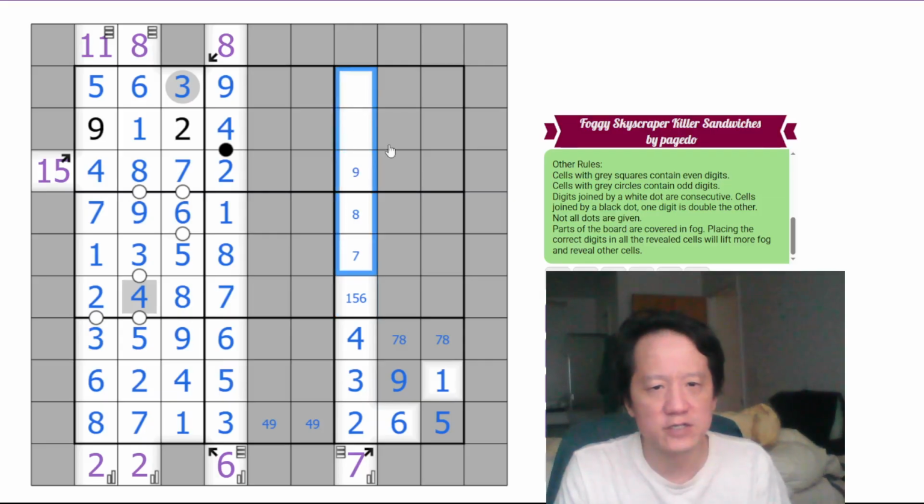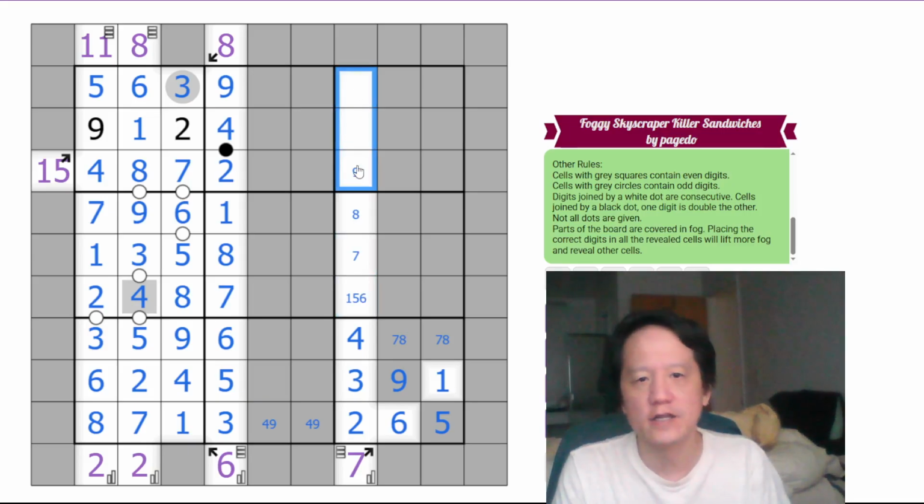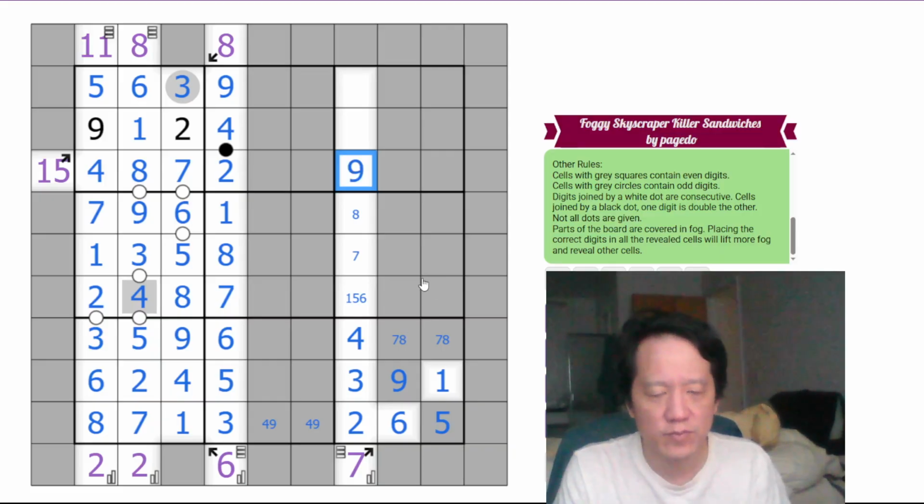So the remaining digits have to be... This can't be 9. This can't be 9. Where is the 9 then in column 7? Can't be either of these because it has to be able to see other skyscrapers, and this would block things off. So this must be a 9 here.